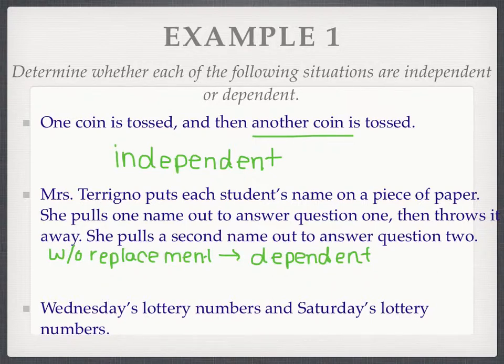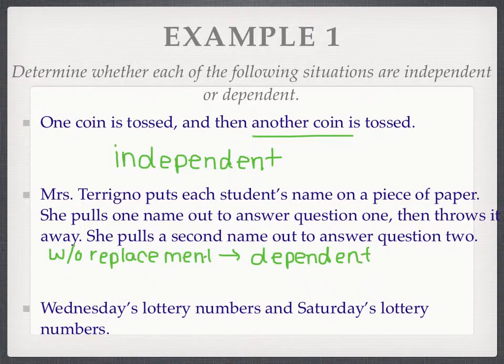Now, if I took that sheet of paper with the person's name on it out, they answered question 1, and then I threw it back in the bin where I was drawing from, then nothing would have changed for that second draw. Nothing would be any different. It would be the exact same probability the second time as it was the first time, and that would be independent. That would be called with replacement. But without replacement, automatically dependent.